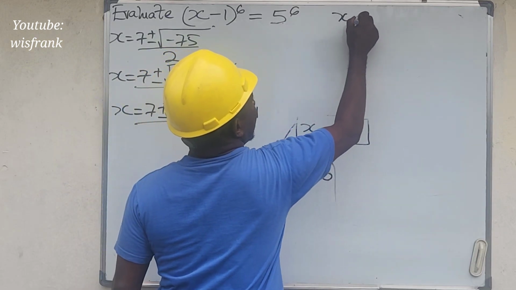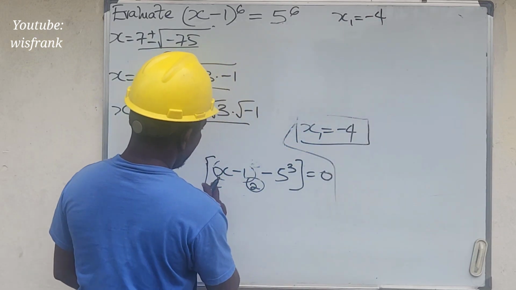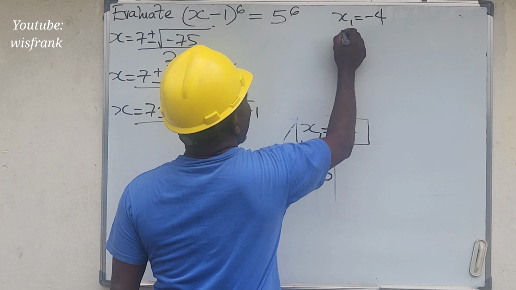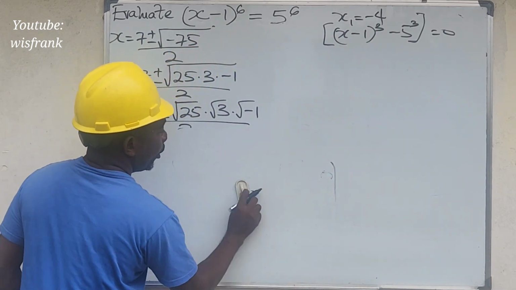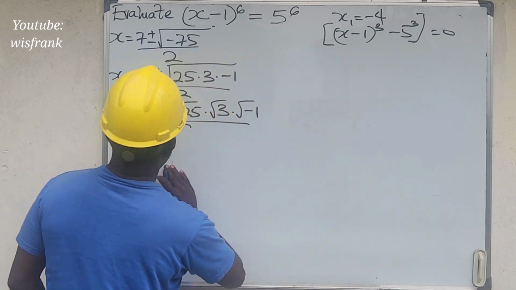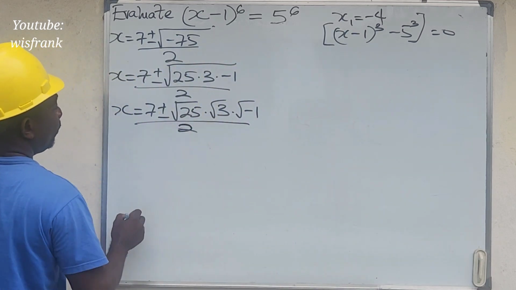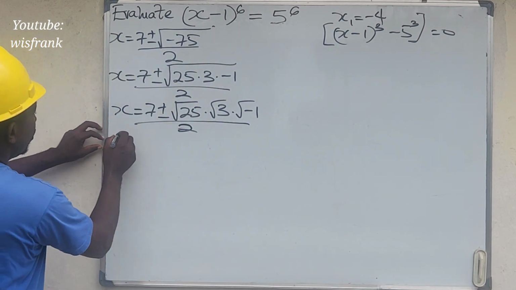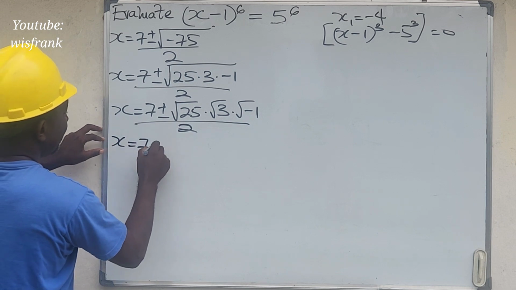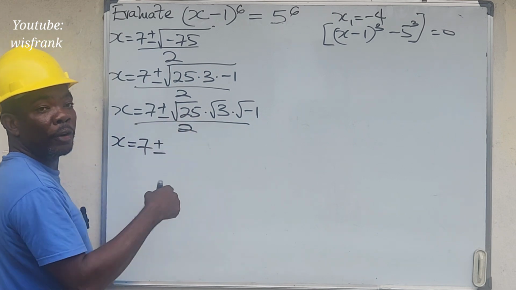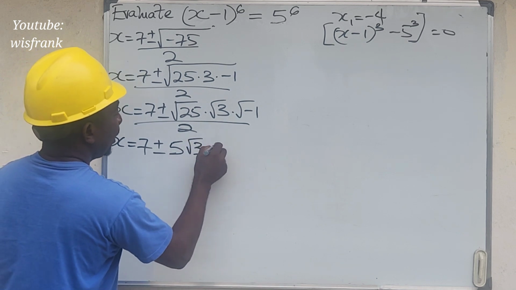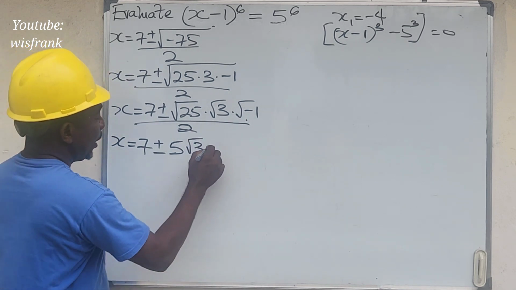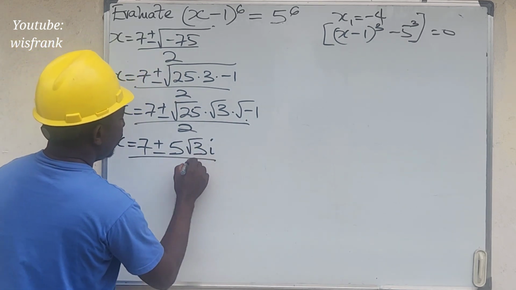Our x1 here equals to minus 4. Then the second case here will be x. We just transfer here to that side so that we'll be able to remember what we have there. So in this case, this is all over 2. So here is going to be x equals to 7 plus or minus square root of 25, which is 5, then we have root 3, square root of minus 1 is i, which is iota, all over 2.